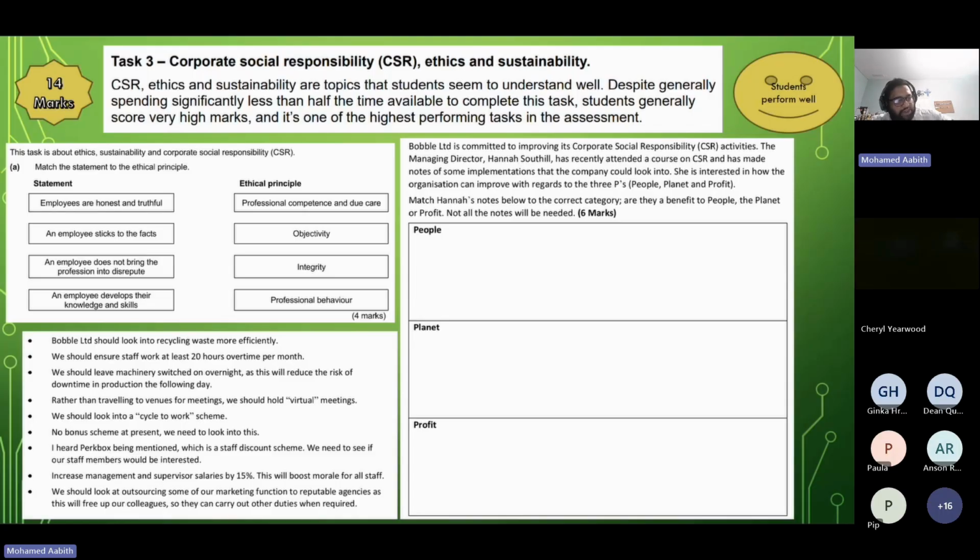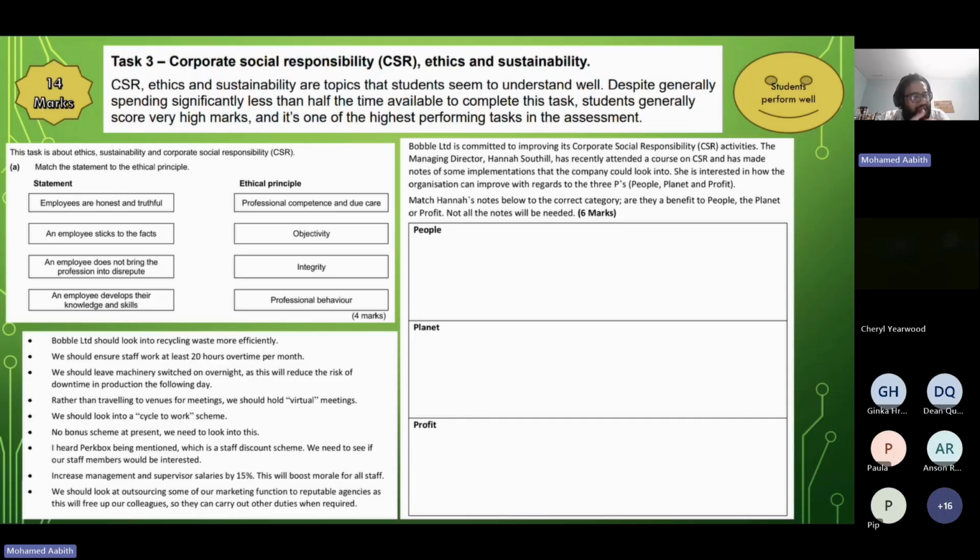You should look at outsourcing some of our marketing function to reputable agencies. It will free up our colleagues, then we can carry out other duties when required. So that is going to do for us. It is also going to help with certain options here.